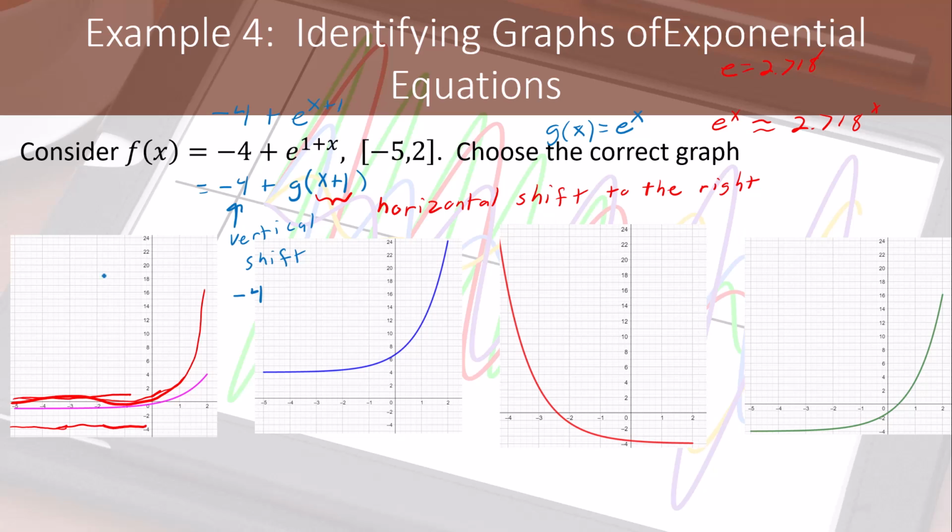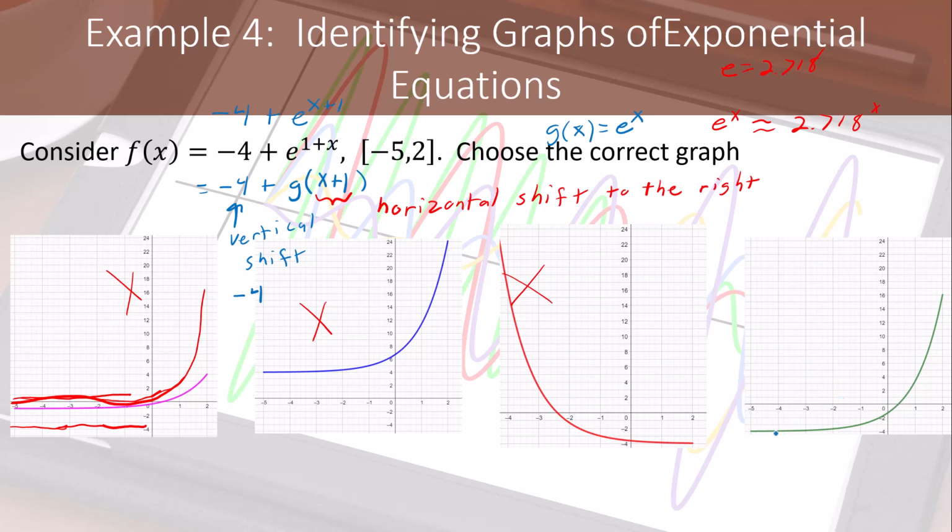Could this be the graph? Well, this could not be the graph because this one actually has its asymptote at negative 1. This could not be the graph because its asymptote is at 4. Now, this could be the graph, but remember, e to the x is always an increasing function. This is decreasing. This cannot be the graph. And what about this one? Well, this most likely is the graph.